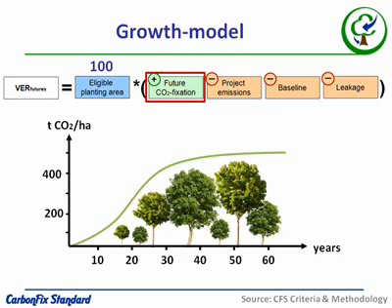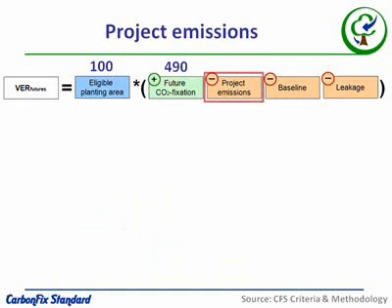As you can see, we have planted a forest where trees will be used selectively. In our example case, the growth model predicts that the forest will reach its equilibrium at 324 cubic meters of wood per hectare, which converts to 490 tons of CO2 per hectare when calculated with the conservative approach. After we have now determined the future CO2 fixation, we can move on to our next parameter called project emissions.